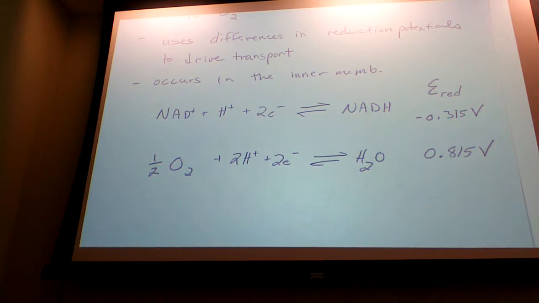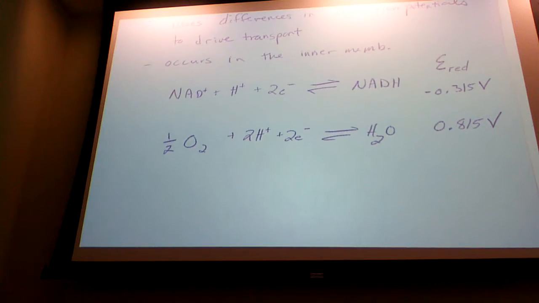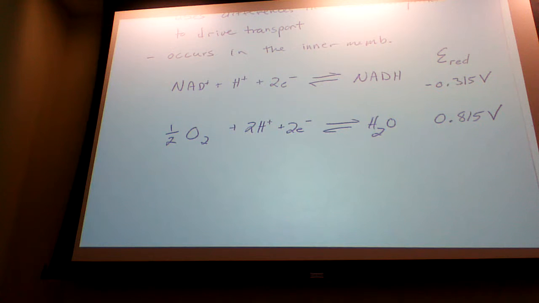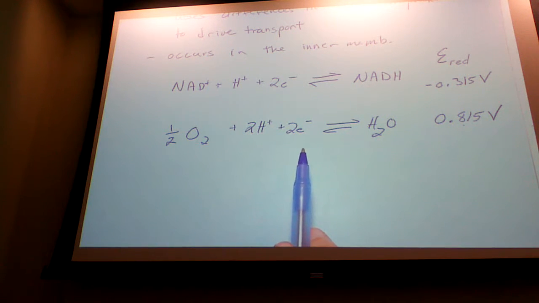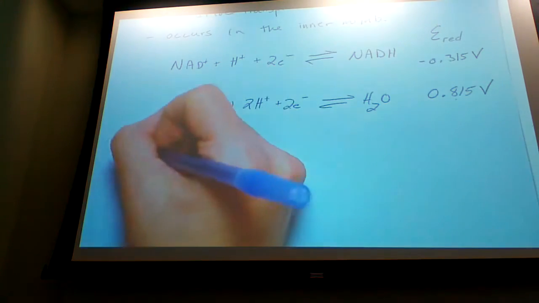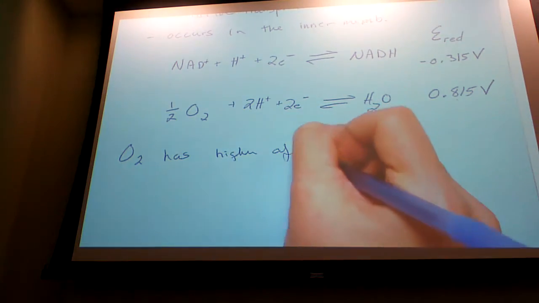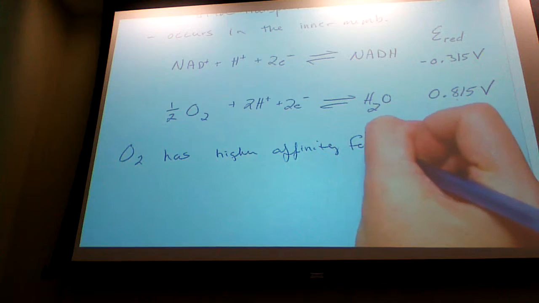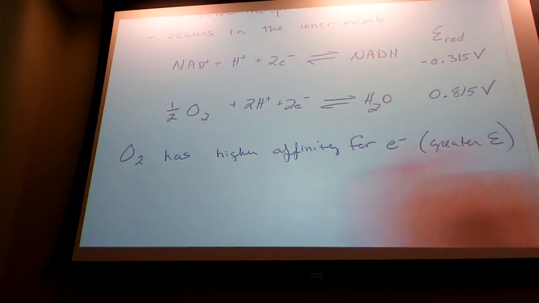What have we said about electron flow? Which way does it want to go? Lowest to greatest. Smallest to greatest, yeah. So it's always going to move towards the bigger reduction potential. So electrons want to move from NADH to oxygen. They want to go in that direction, and we can prove it. If we couple these together, O2 has higher affinity for electrons. That's the greater reduction potential.